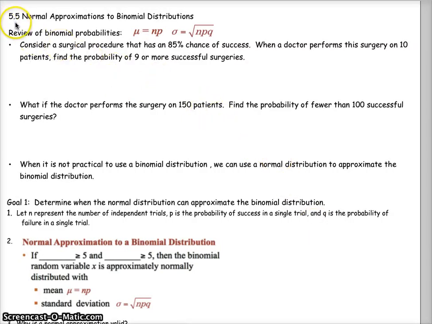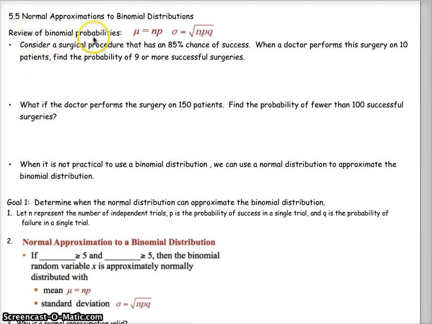Ladies, our study today is in section 5.5 of your textbook, and we're discussing normal approximations to binomial distributions. So we're going to learn how these two can coexist and one can be used to help calculate the other. Before we move into our first goal, let's review binomial probabilities.